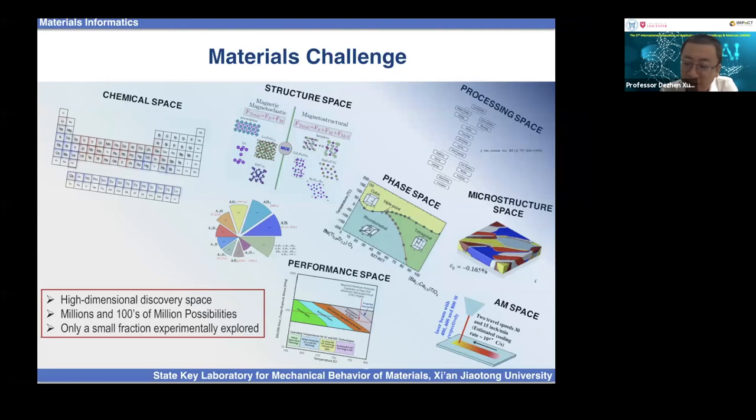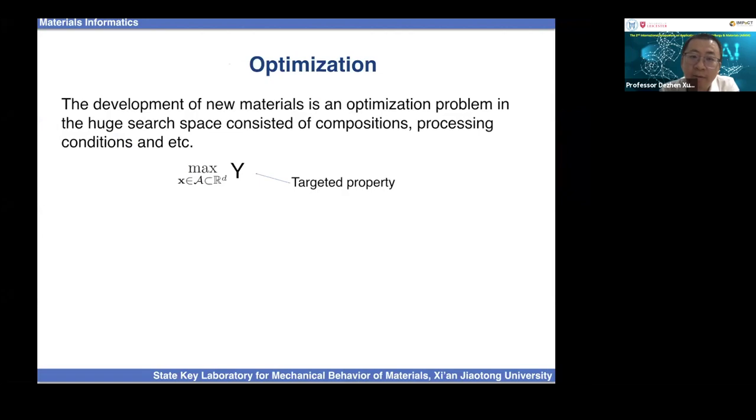That's what we think the big challenge in the material science. So let's define the searching for new material in this way. So we think the development of a new material is an optimization problem in this very huge search space, which is consisted of compositions, processing conditions, and extra.